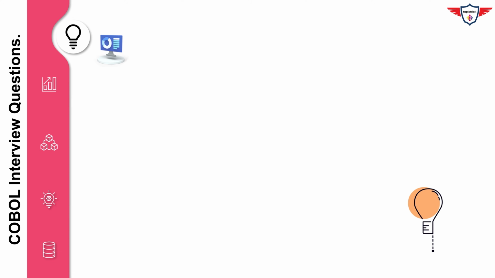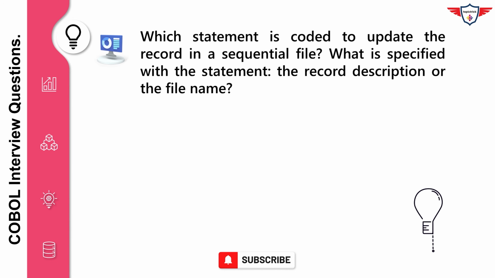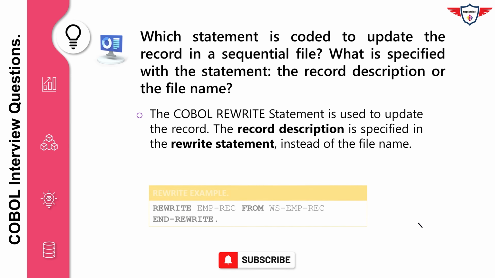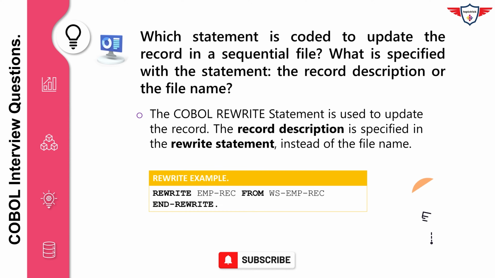Which COBOL statement is coded to update a record in a sequential file? What is specified with the statement, the record description or the file name? The COBOL REWRITE statement is used to update the record. The record description is specified in the COBOL REWRITE statement instead of the file name. The following example illustrates the use of the COBOL REWRITE statement.